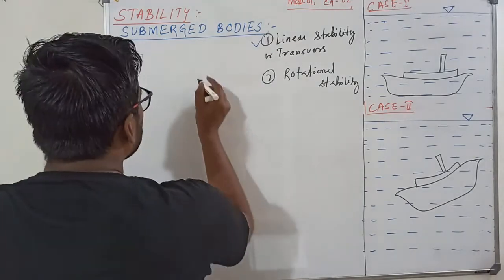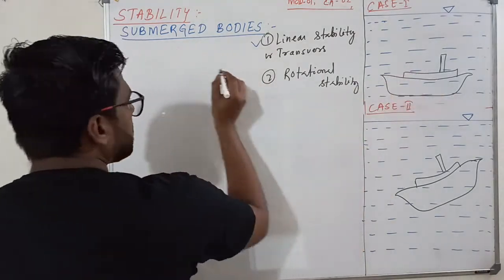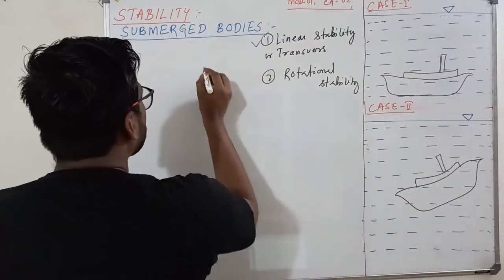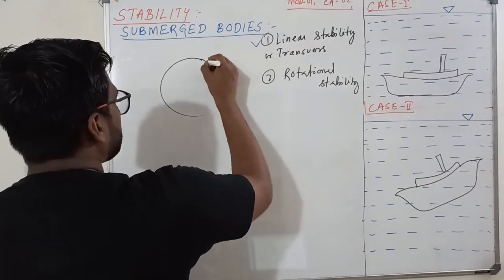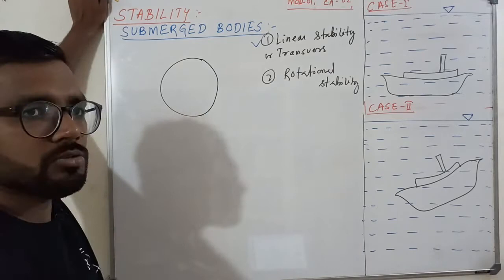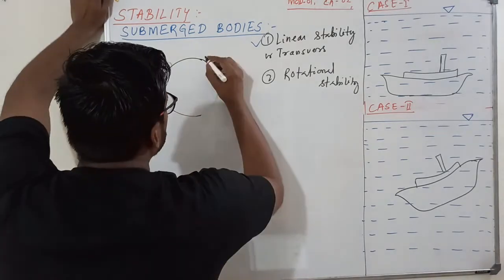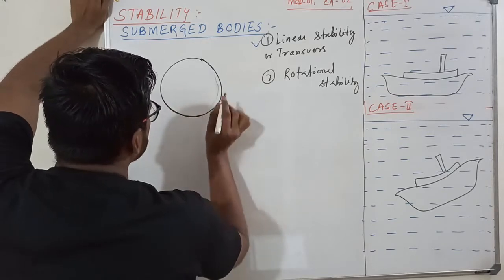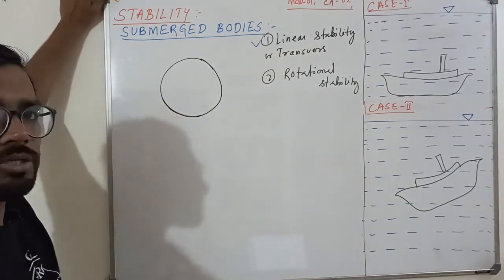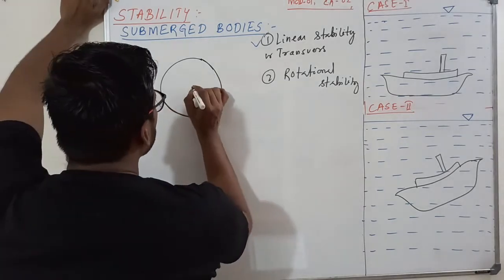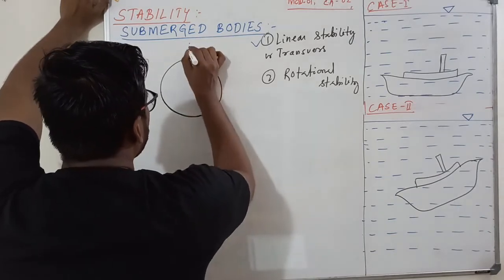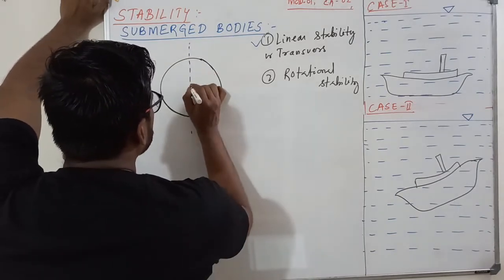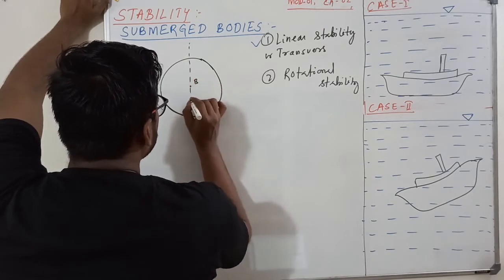Okay. Now let us say this case only I am taking, but instead of a submarine, for easy understanding, I am taking a circle into picture. I am assuming this is my shape. Let us say this is the line of action, and this is my center of buoyancy.